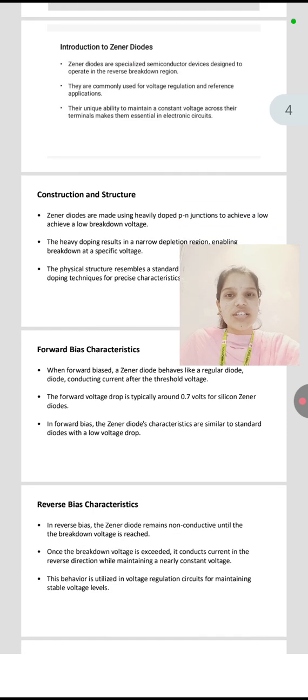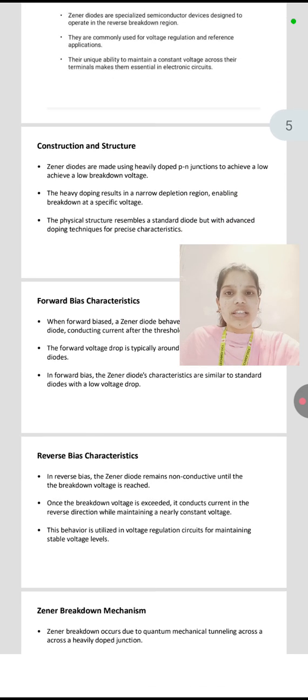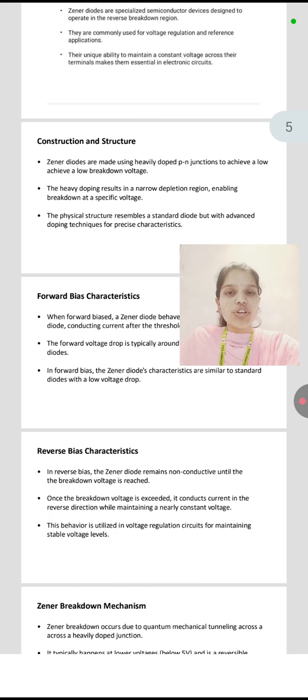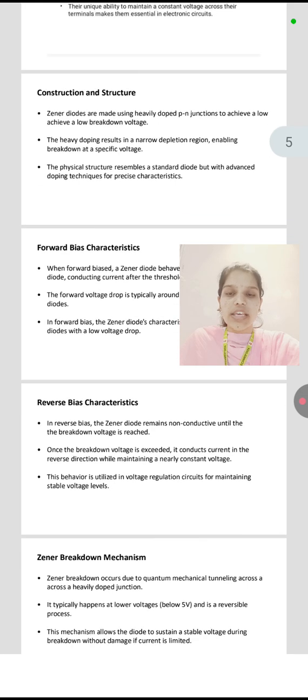Construction and structure. Zener diodes are made using a heavily doped PN junction to achieve a low breakdown voltage. The heavy doping results in a narrow depletion region, enabling breakdown at a specific voltage. The physical structure resembles a standard diode but with advanced doping techniques for precise characteristics.